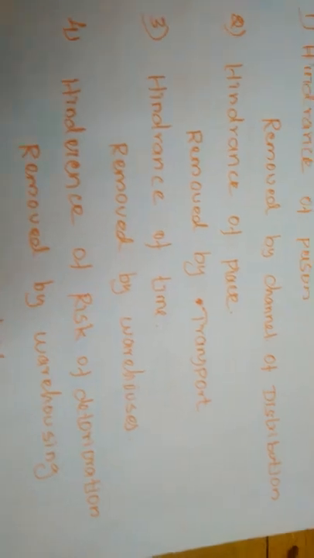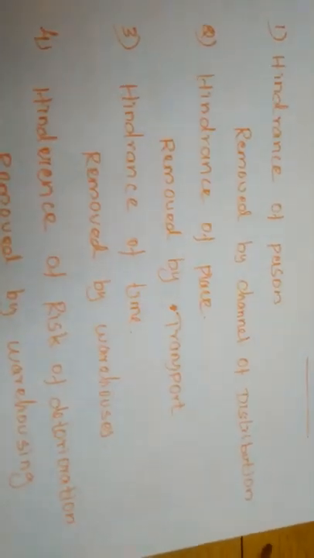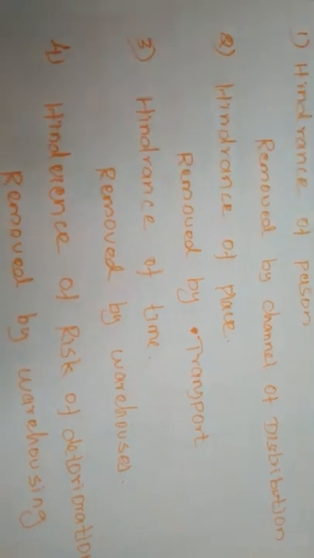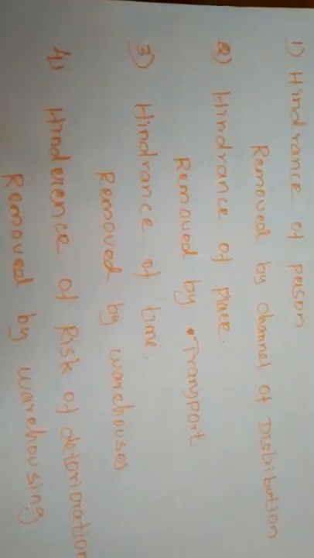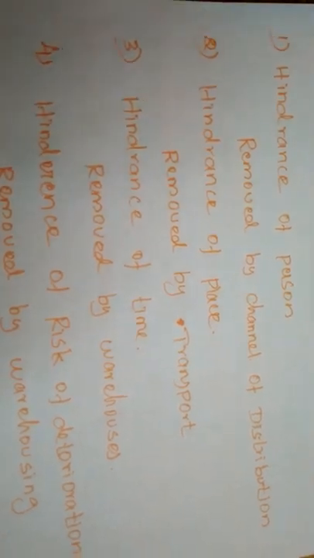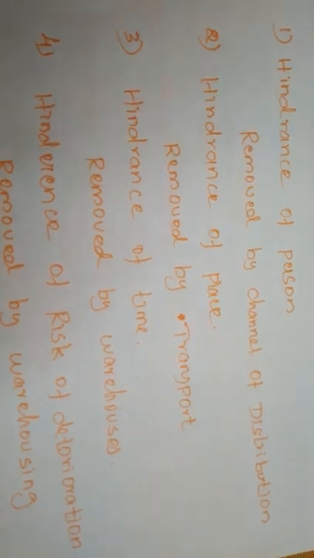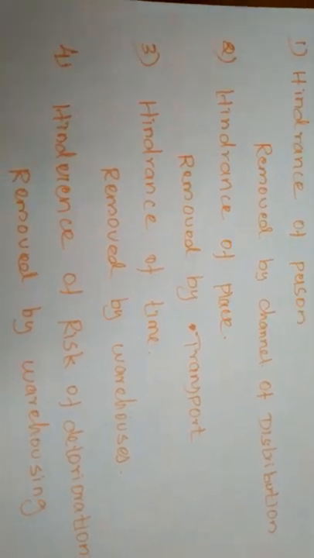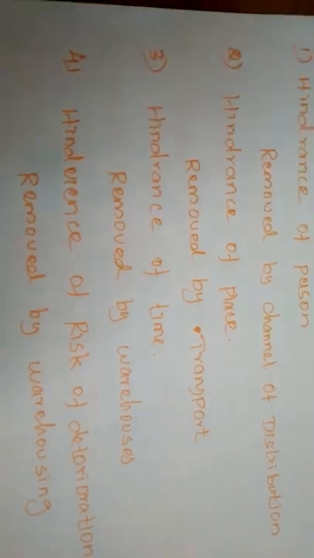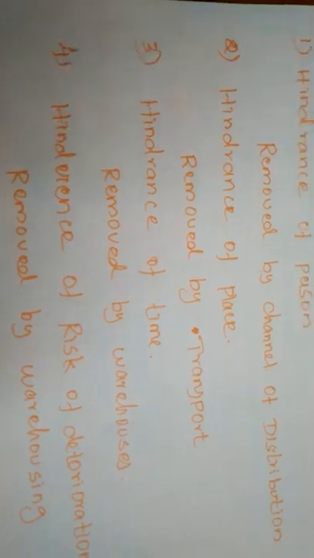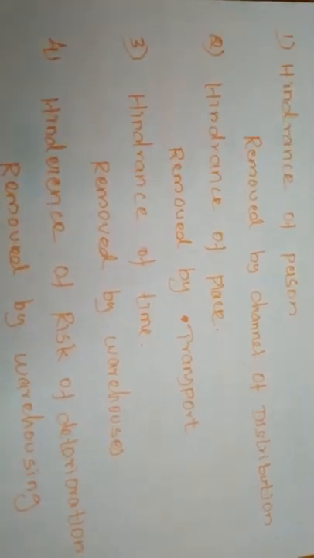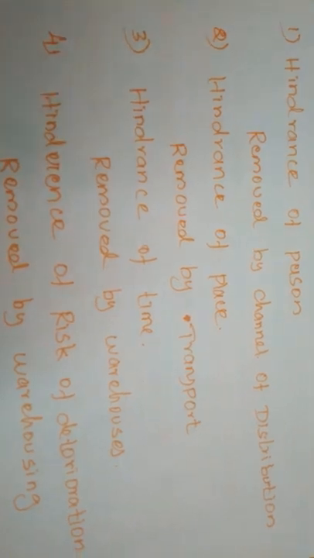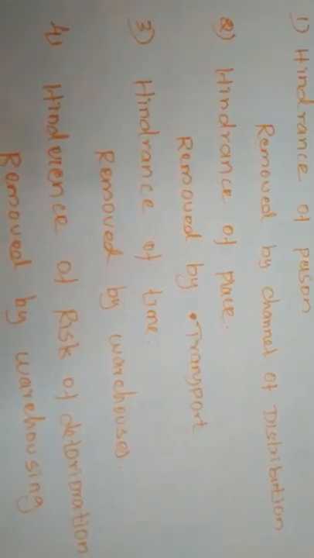Next, the hindrance of place. What is the meaning of hindrance of place? As I told you at first, the product is produced in one corner of the world, but the consumers are spread throughout the country and the world. So the place of production is different, and the satisfaction of the produced commodity is consumed by a person in another corner. So the place is one of the hindrances. Even though the product is produced, it will not go into the hands of the consumer. So the place is considered a hindrance.